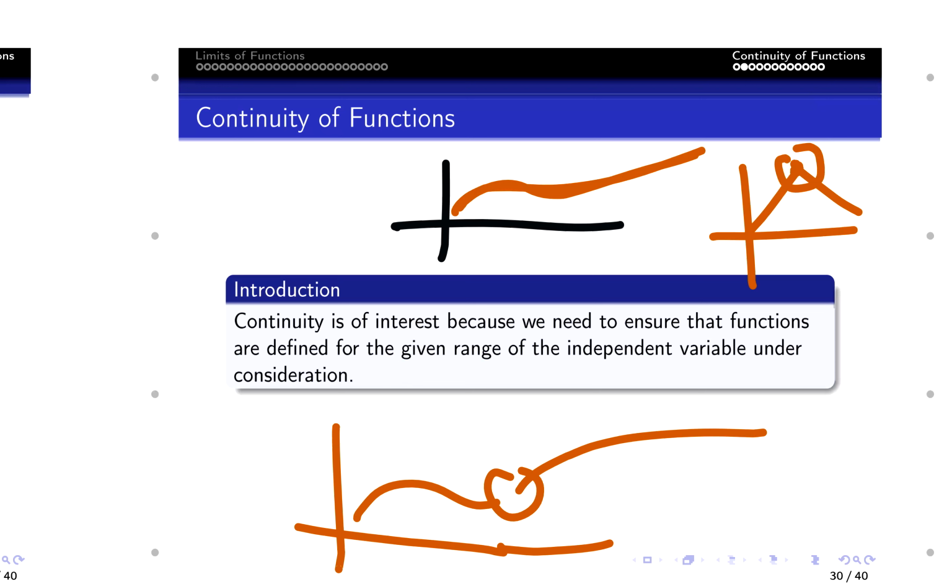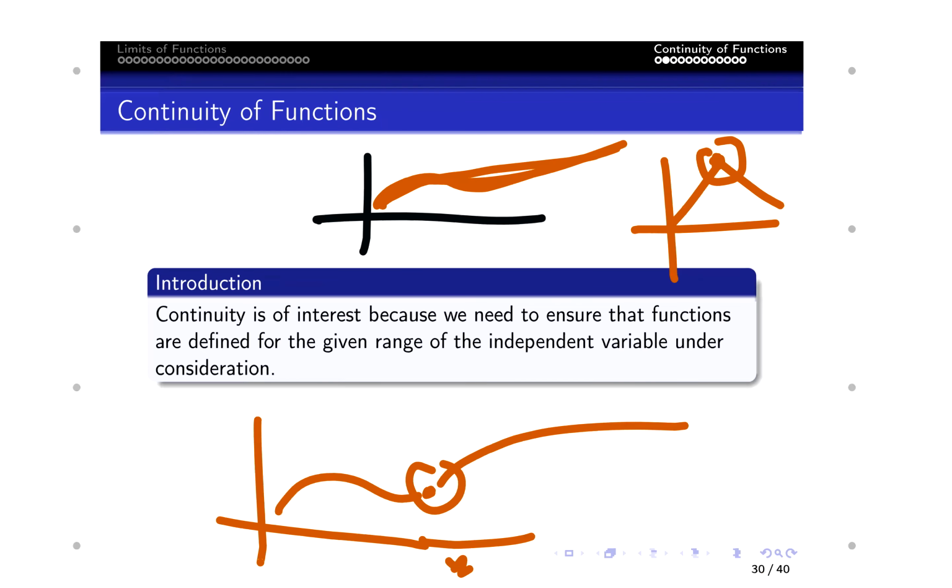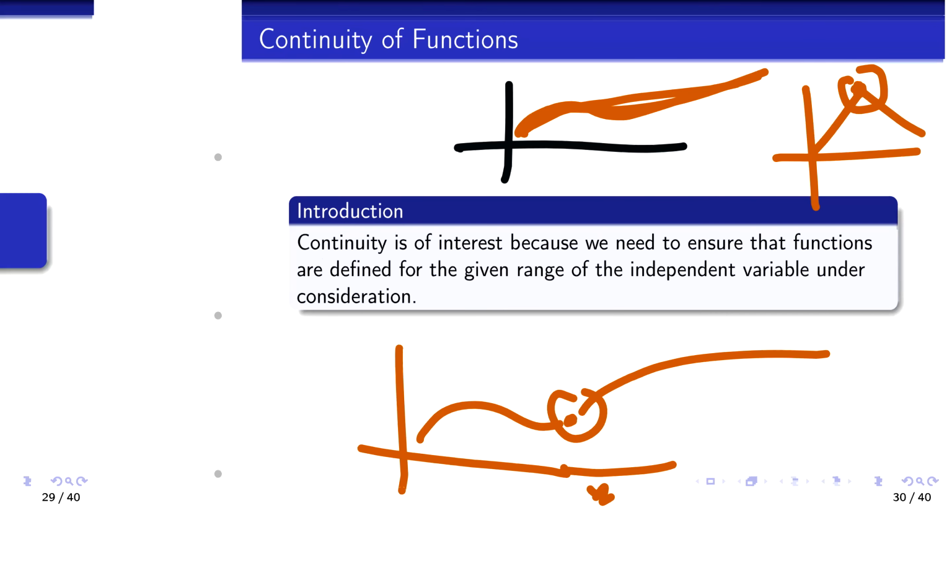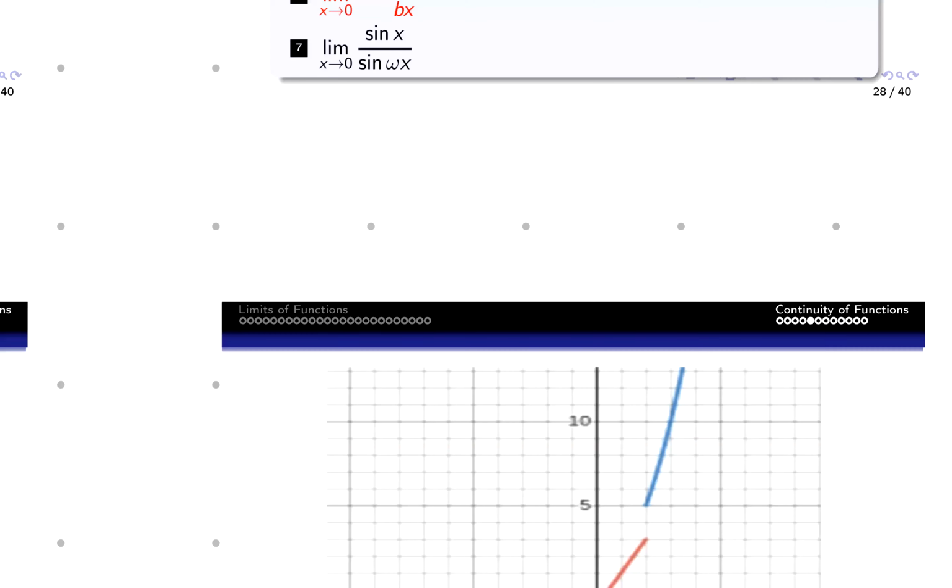Continuity is of interest because we need to ensure that functions are defined for the given range of the independent variable under consideration. So of course, talking about x now, if you come to this point, you can see the function is discontinuous around here. It's discontinuous here, but then it's continuous everywhere here. Okay, so let's go on to slide 31, where the next idea is.